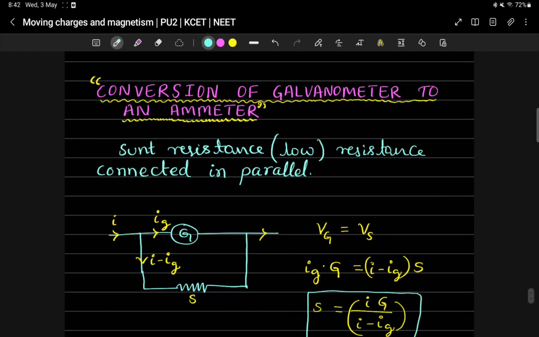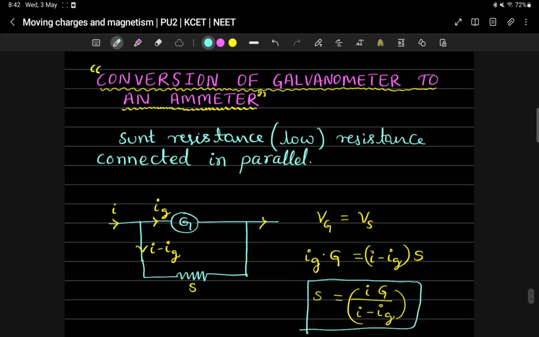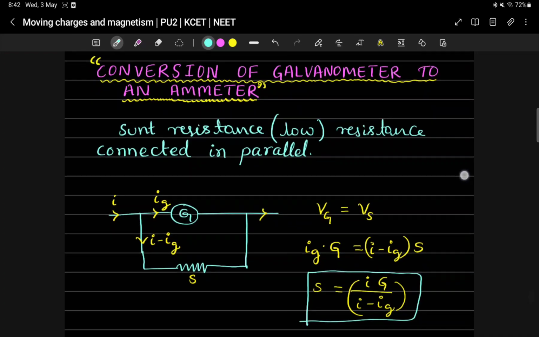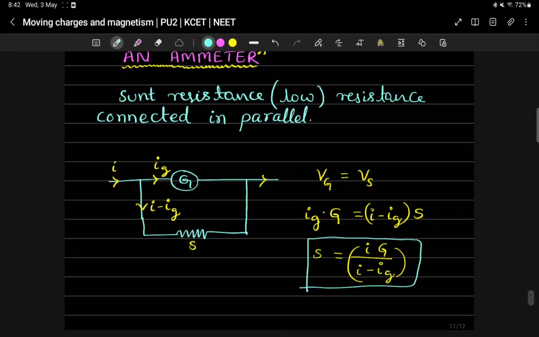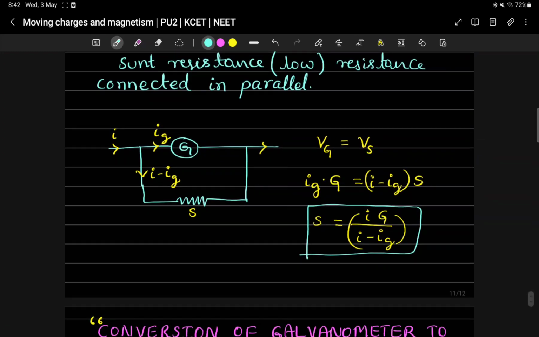Next, conversion of galvanometer into voltmeter and conversion of galvanometer into ammeter. First we have the ammeter. For converting the galvanometer into ammeter, we have to connect a shunt resistance or low resistance in parallel. I think this was given in board examination for 3 marks. Since these two are connected in parallel, what is same? Potential is same. So V is equal to IR.